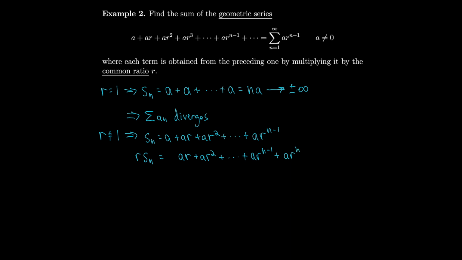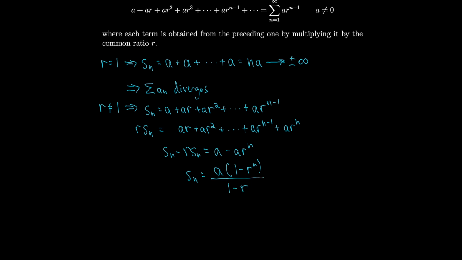So now what we can do is take this thing, Sn, and subtract rSn from it, and we'll cancel out all of these guys, right? So we'll just take Sn minus rSn, and all we'll have left after canceling everything is just the a at the beginning, and then minus this last term. So minus ar to the n. So now we solve for Sn. We can factor out Sn over here. We get 1 minus r, and then divide by that. So we get that Sn is equal to a times 1 minus r to the n over 1 minus r.